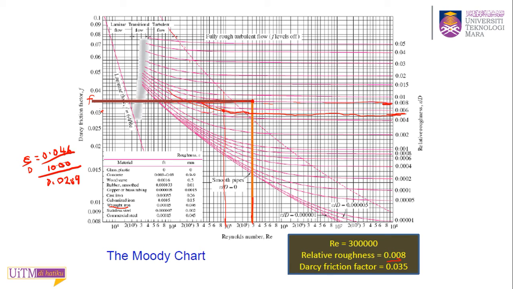0.0289. Okay, what is the value? If you calculate 0.046 divided by 1000 in meters, divided by the diameter of the pipe 0.0289, what is the relative roughness? 1.59 times 10 to the power of negative 3, or we can write it as 0.0016.